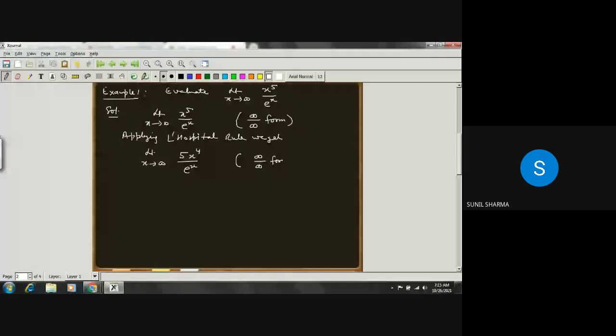So again applying L'Hopital rule, we get limit x goes to infinity, 20x to the power 3, we can write 5 into 4. You know that we can differentiate this up to 5 times. So 20x to the power 3 upon e to the power x. Again it is in the form of infinite by infinite.